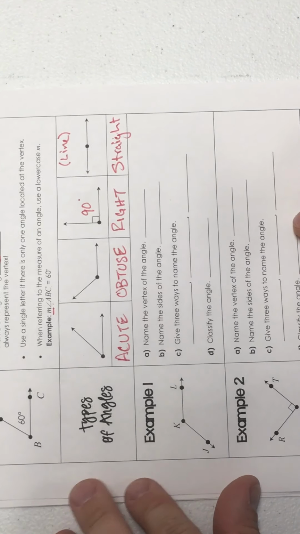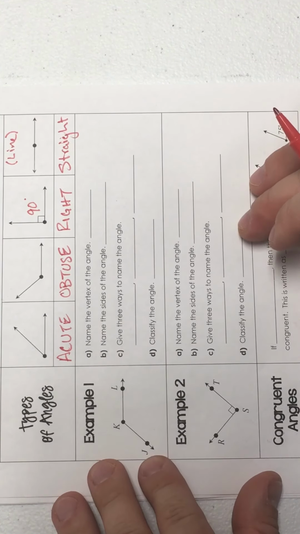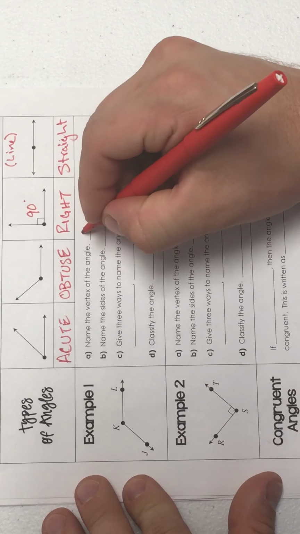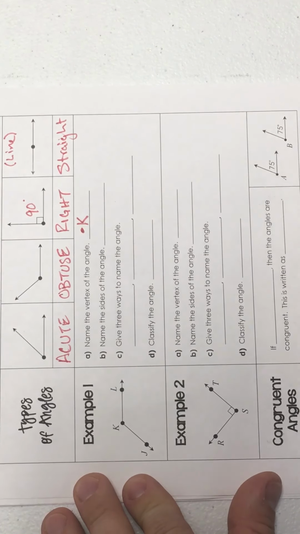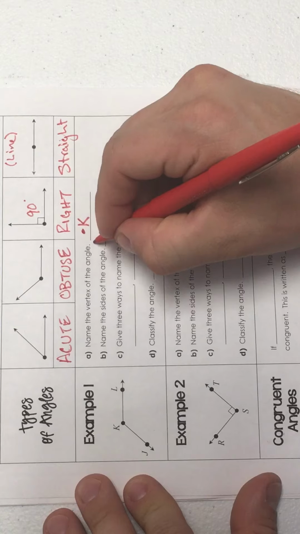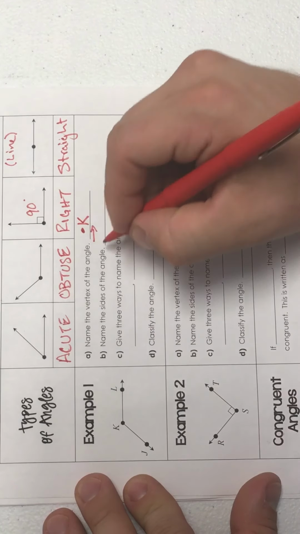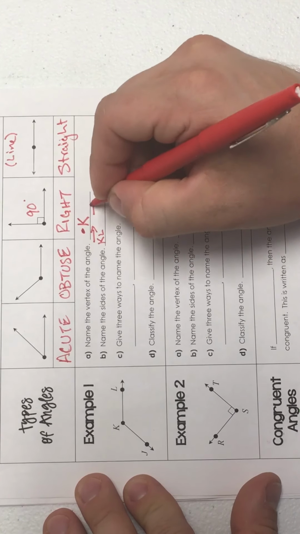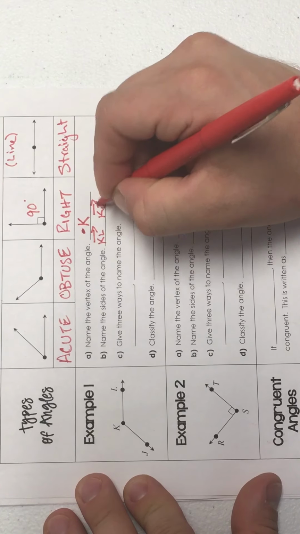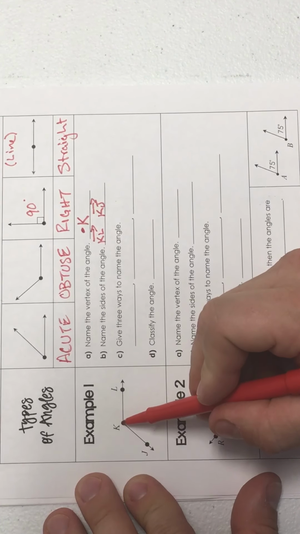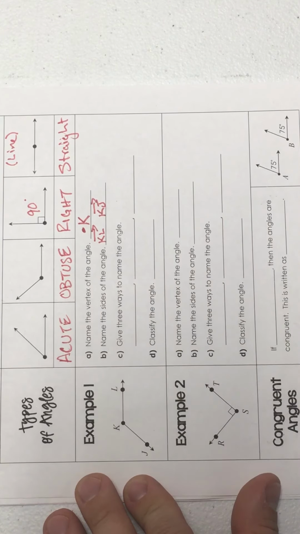Looking down below, example 1, name the vertex of the angle. The vertex would be point K. The sides of my angle would be my two rays, ray KL and ray KJ. Reminder, on rays, your endpoint must be the first letter, and the direction you're headed is always the second one.